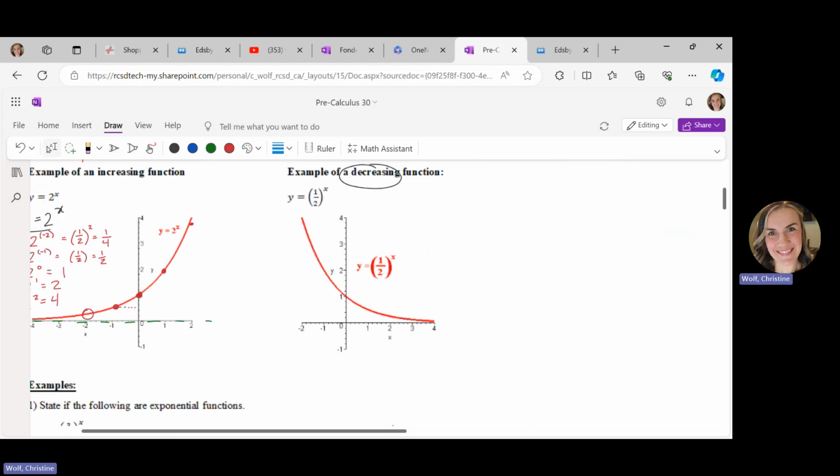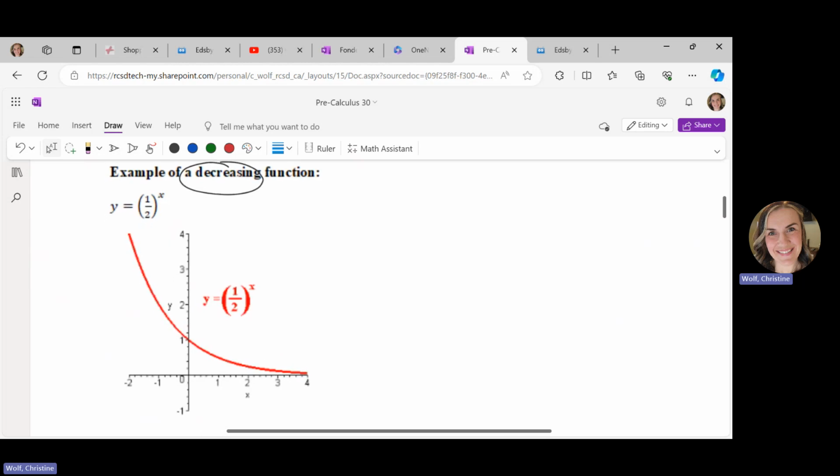Let's show an example of decreasing. I won't do as much detail here. It's just kind of the opposite. So again, if we were to create a table of values with some x values, I'm even going to cut a few more corners here because I want to move on to the next thing. Instead of choosing 5 values, let's just choose 3, but I still will choose 1 negative, 1 zero, and 1 positive. This time, your equation is y equals 1/2 to the power of x. That's the equation I gave you.